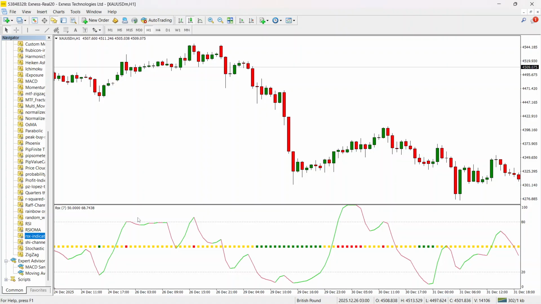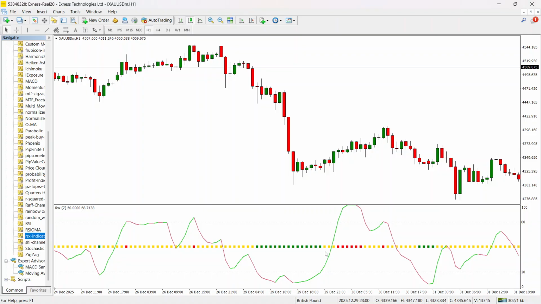On the MT4 chart, the RSX indicator appears in a separate window beneath the price chart, displaying a line that fluctuates between 0 and 100, similar to the familiar RSI format.